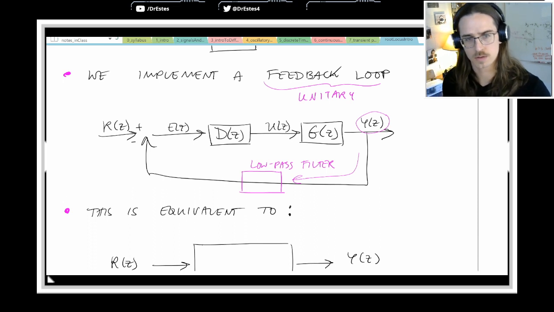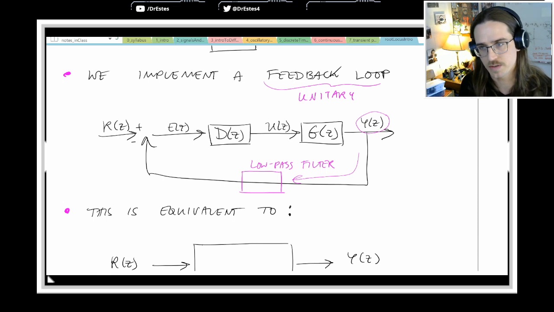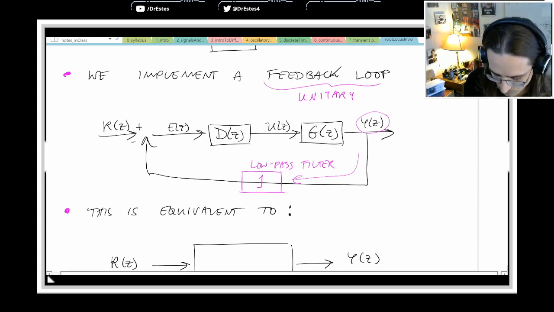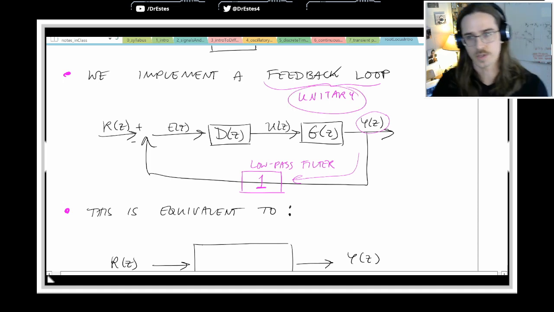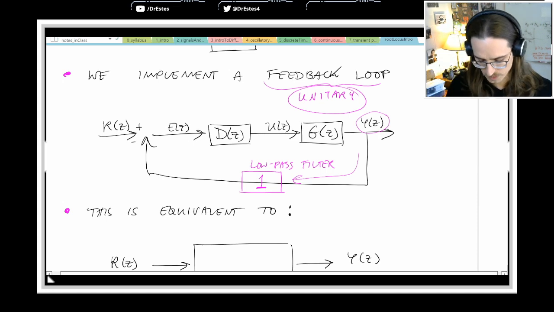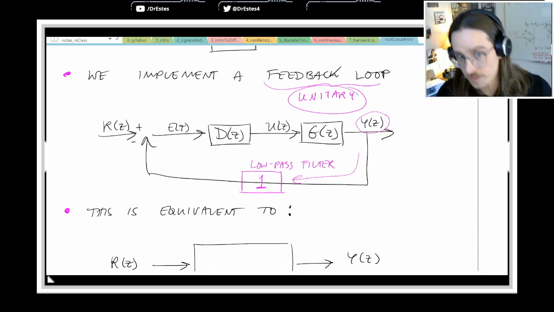But for us, we don't have anything down here. So, I mean, you could imagine that being a transfer function with just a 1 in it. And that's why we would call it unitary. It's like nothing's there. So, anyways, that's just a little more detail about the specific feedback loop we've been using in the class.